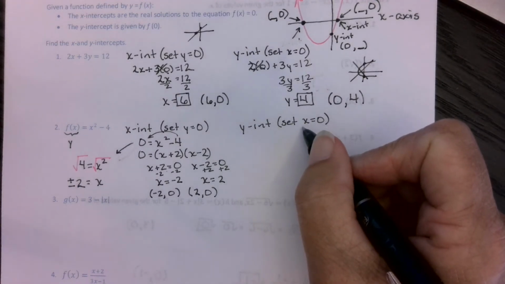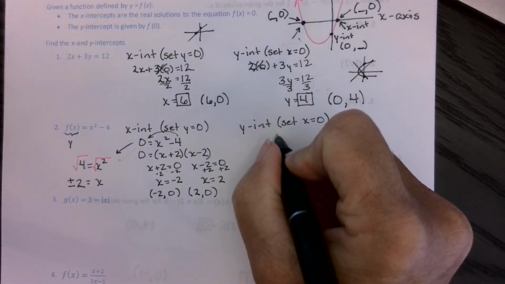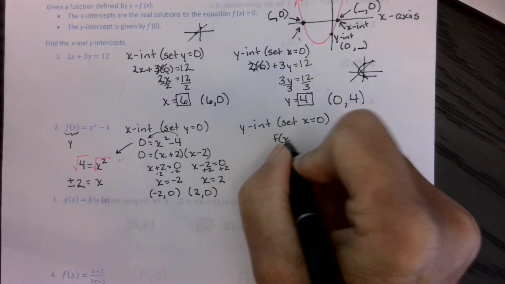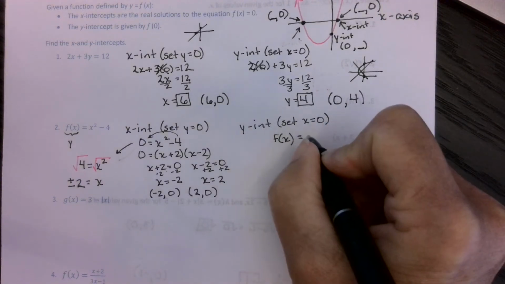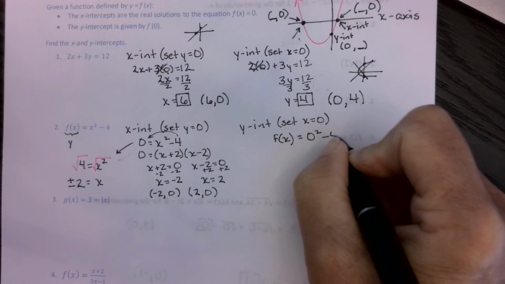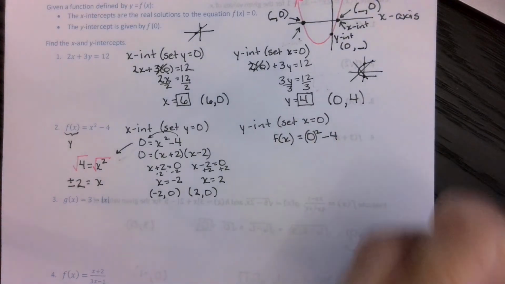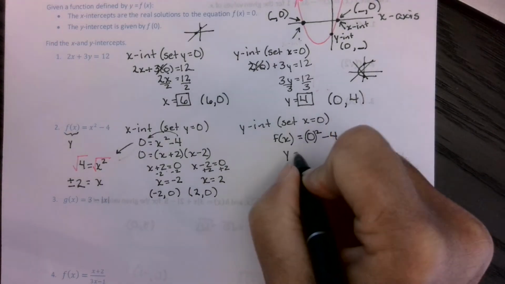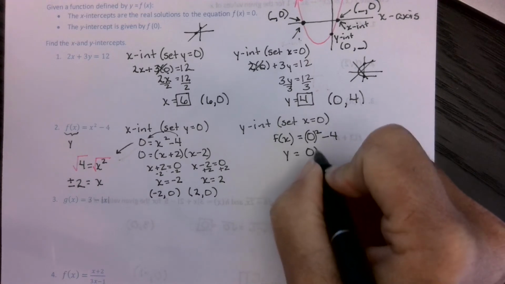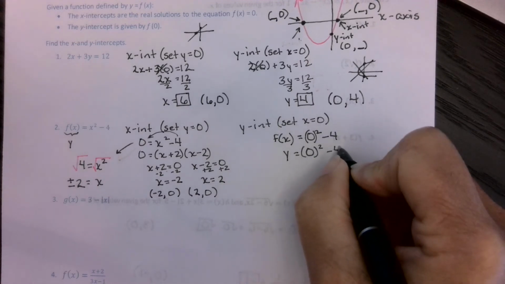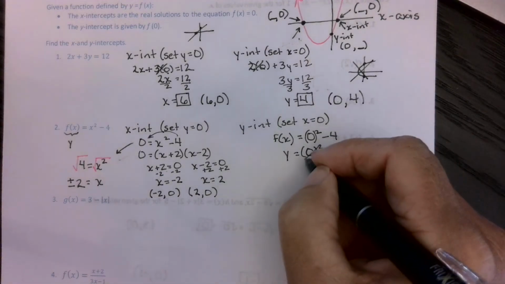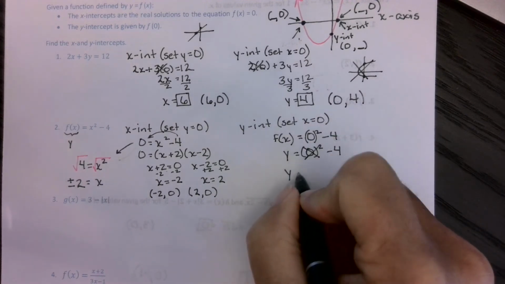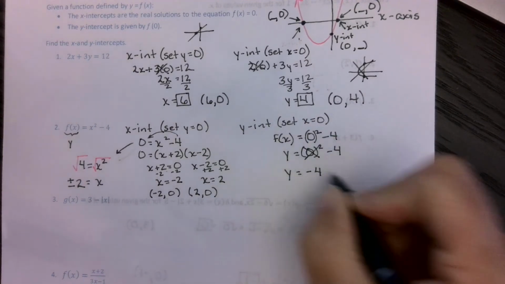Right here, you're going to set x equal to 0. So if you want, you can put f of x equals 0 squared minus 4. Or you can do this and put y equals 0 squared minus 4. Either way, it's the same thing. This gives us 0, so 0 minus 4 gives me negative 4.